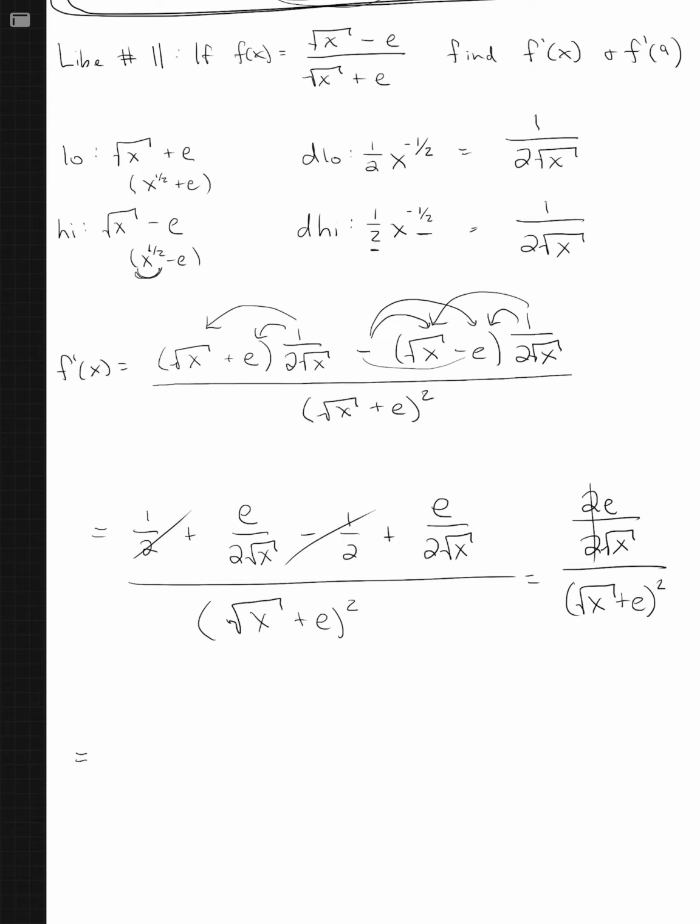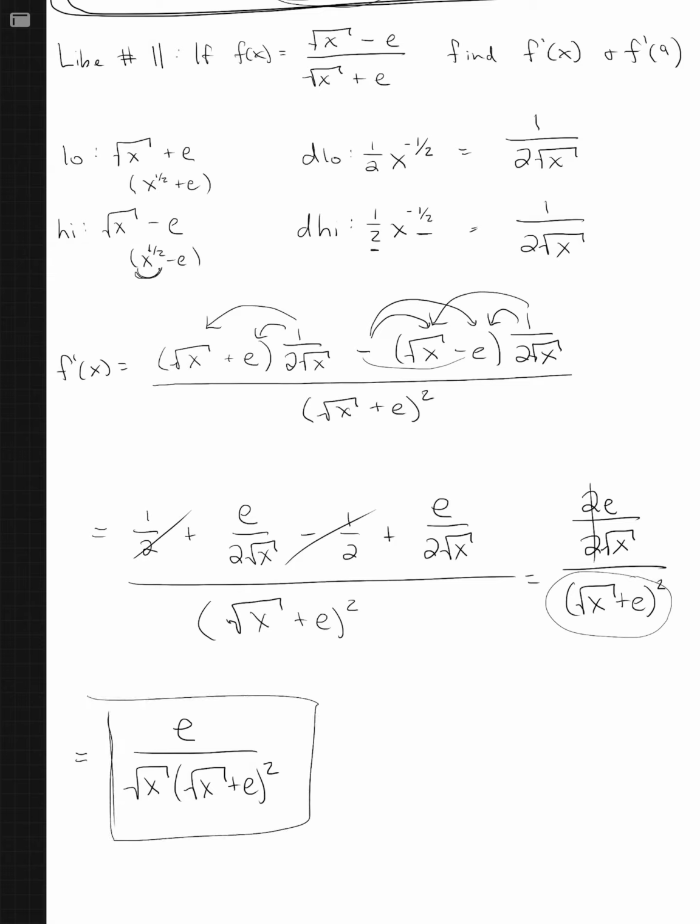No, it was 4. I'm just misreading something. So if we divide by that, that's the same as multiplying by 1 over that. So this becomes e over the square root of x times the square root of x plus e squared. So that's about as simplified as we can make this. There are no factors that we can cancel. Everything's completely factored out. So this is a good final answer for f prime of x.